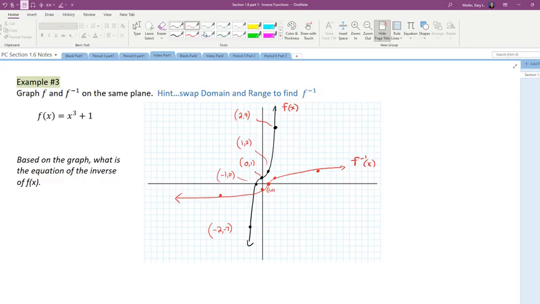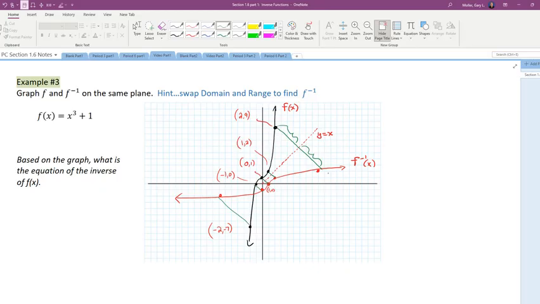Okay, a couple things to notice. When you do this, this is just a reflection over the line y equals x. If I were to draw a perpendicular line from a function and its inverse corresponding point, we would see that it is simply a reflection over that line. Same distance here, measured along a perpendicular.